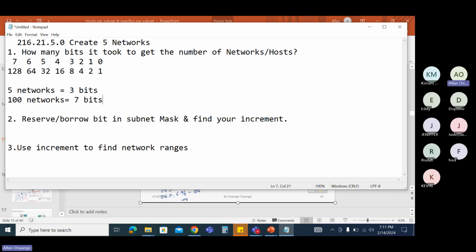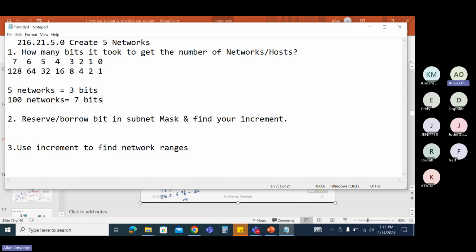So that is how you'll be finding your bits every time you are asked. Step one is always going to be: how many bits? Take your number, put it in your scale, then find the power, and you are good to go. Disclaimer: sometimes you're going to be given a number that is already there.